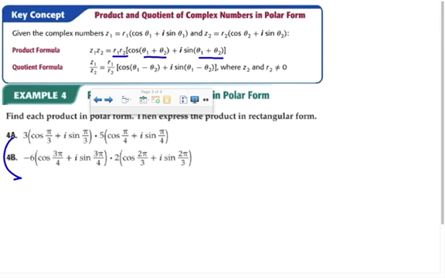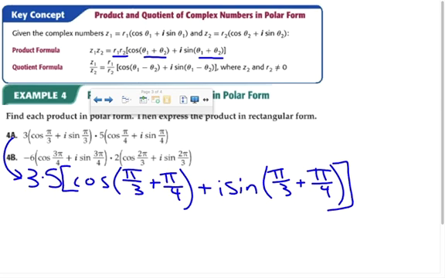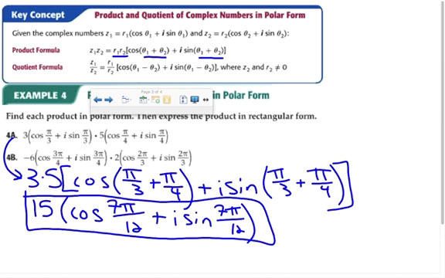So in part A, I have 3 times 5 times the cosine of pi over 3 plus pi over 4 plus i times the sine of pi over 3 plus pi over 4. 3 times 5 is 15 times the cosine of 7 pi over 12 plus i times the sine of 7 pi over 12. So this is our product. That's the first part of what they're asking us for. It says then express the product in rectangular form. Well, in order to express it in rectangular form, all I've got to do is distribute and evaluate.